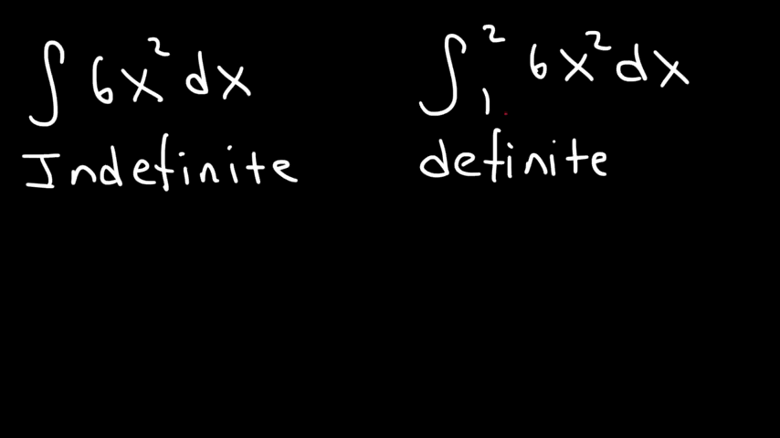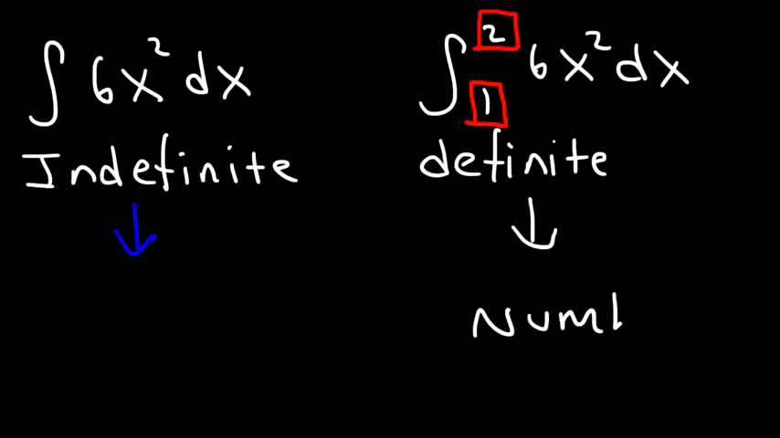A definite integral has the lower limit of integration and the upper limit of integration, and so it has those values. The indefinite integral will give you an answer in terms of x, so you get an algebraic expression, whereas a definite integral will give you a number. Your final answer should be a specific number like 25, 36, or something. So let's go through both examples.